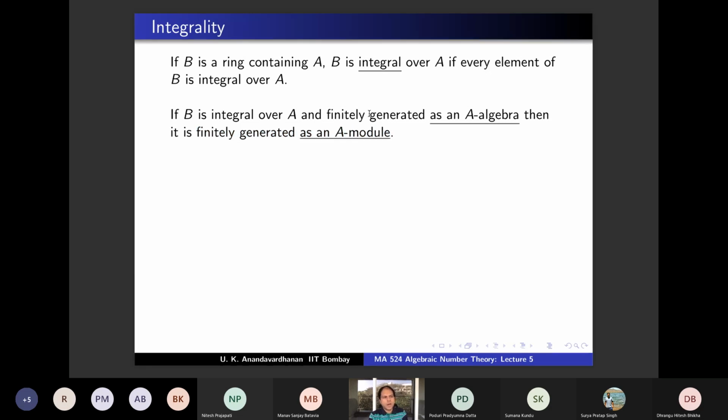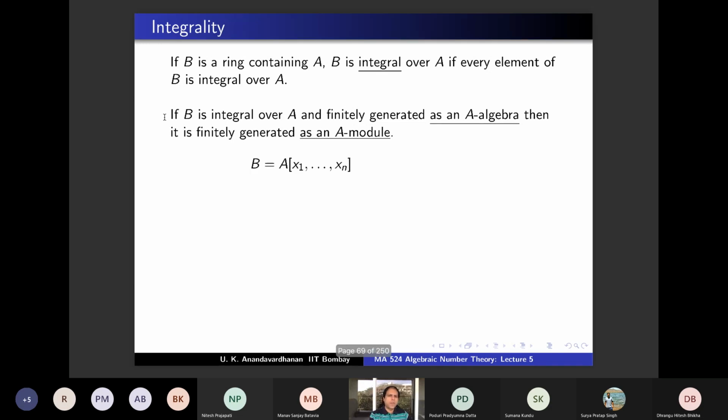For example, polynomials in one variable over a field, let us say k[x], that is finitely generated as a k algebra. In fact, it's singly generated. The variable x generates it, but it's not finitely generated as a vector space, right? Because the vector space basis will be 1, x, x squared, etc., up to infinity. So finitely generated as an A module means linear combinations. The ring operation is not allowed. Multiplication is not allowed. Only scalar multiplication and addition. So this is an important result. If you have integrality and finite generation as an algebra, you can conclude finite generation as a module.